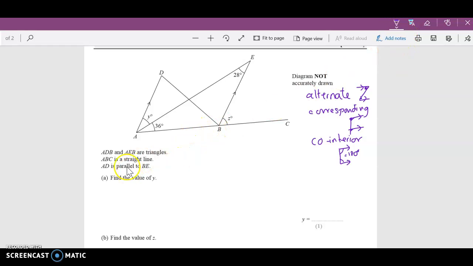So we have a triangle ADB, and we have another triangle AEB. We have a straight line ABC, and we know that AD is parallel to BE. Then find the angle Y. So this angle in here.